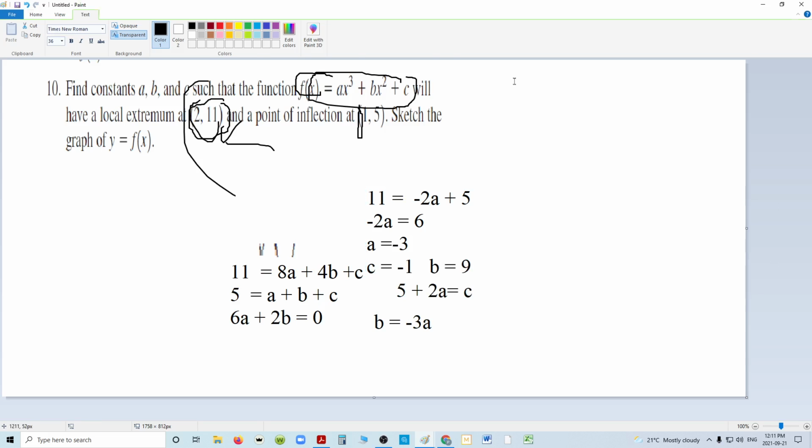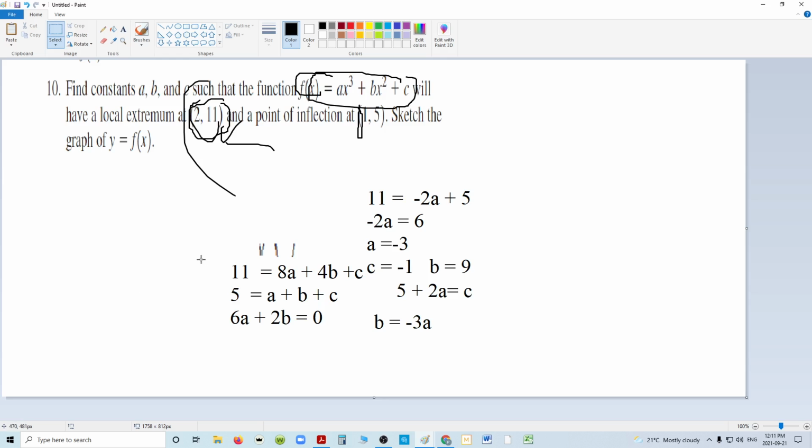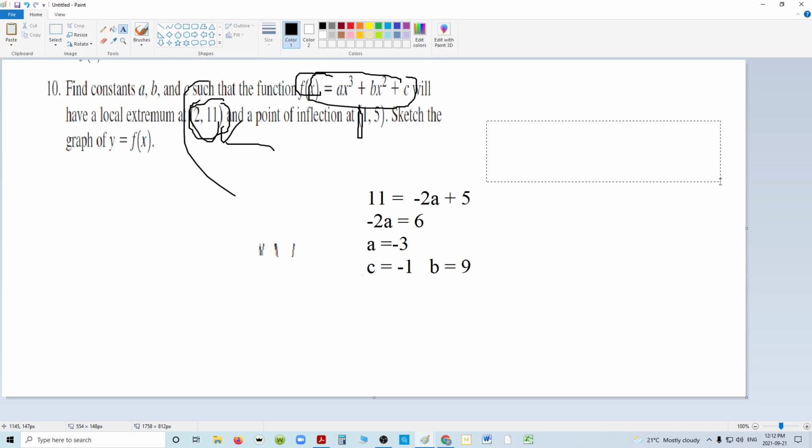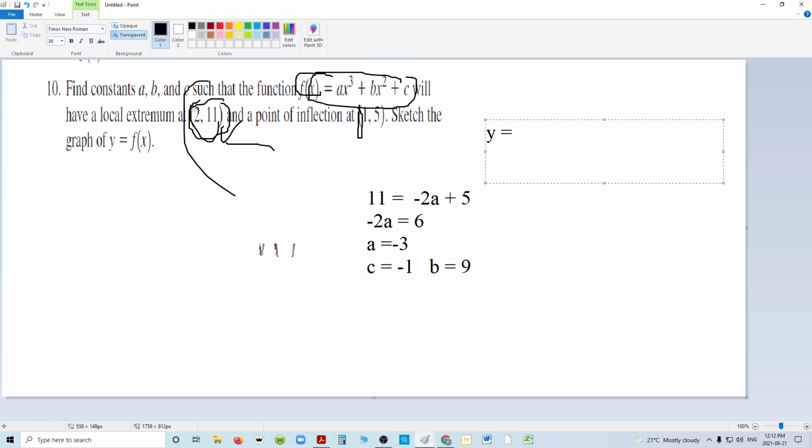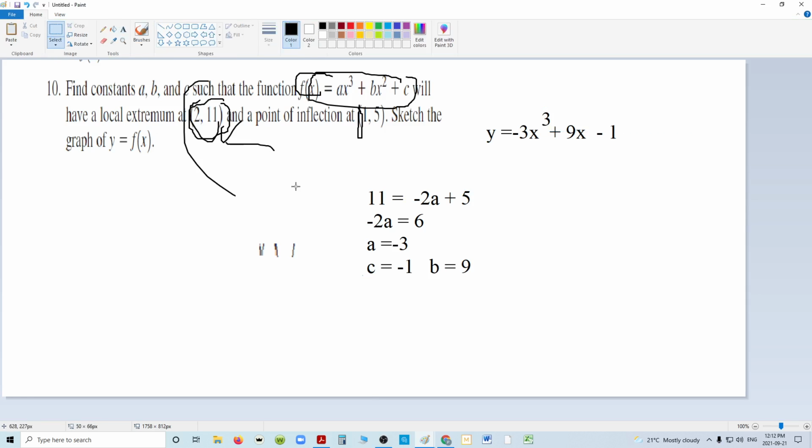So I needed 3 separate equations, and I got them. I just couldn't use the derivative and second derivative twice, which means the formula for this equation is y is equal to negative 3x cubed plus 9x minus 1, which means it's a reversed cubic.